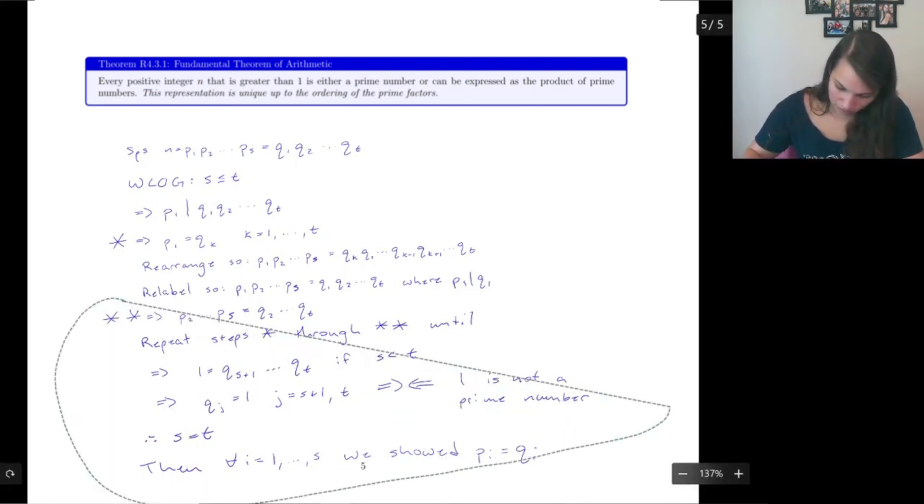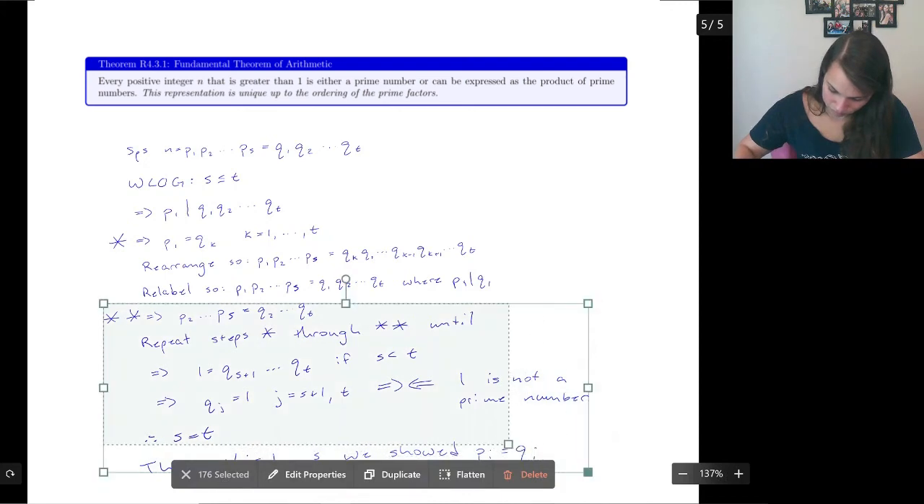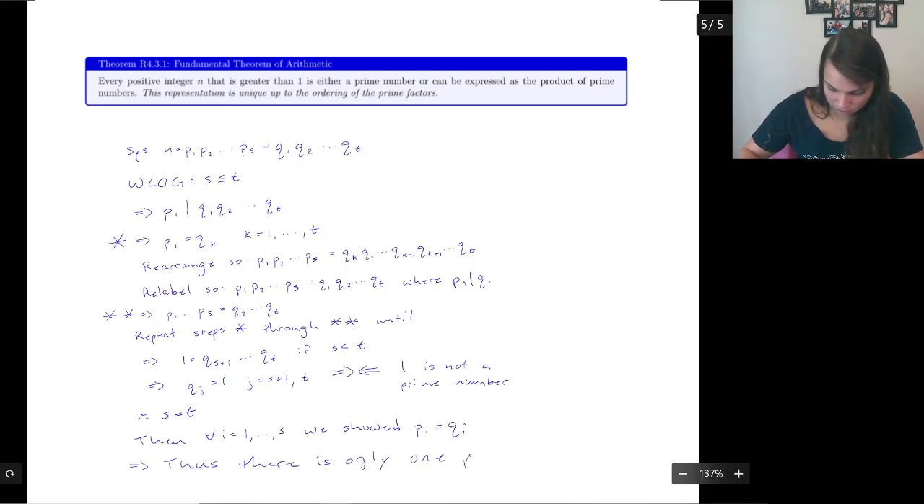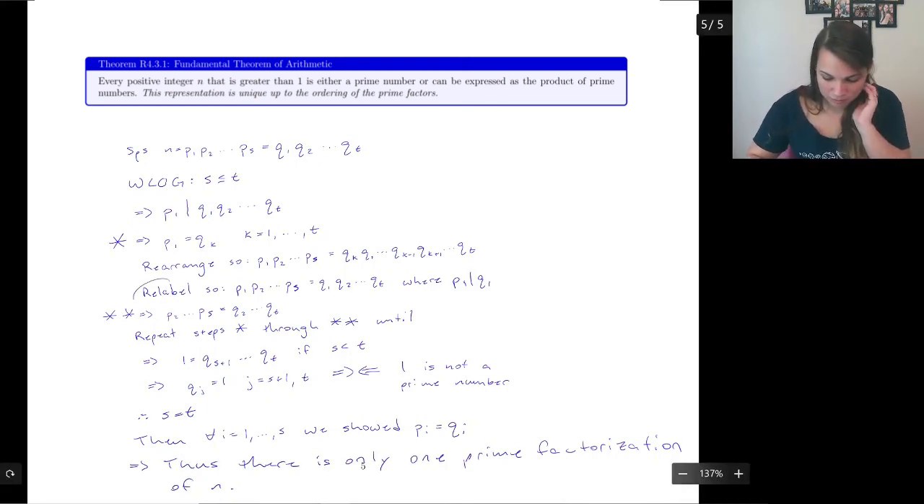So that means that we have one factorization, because all the Q's and P's are the same. Thus there is only one prime factorization of n, up to the ordering of the prime factors, which is important. It's background important because that's what lets us relabel everything there in that step.